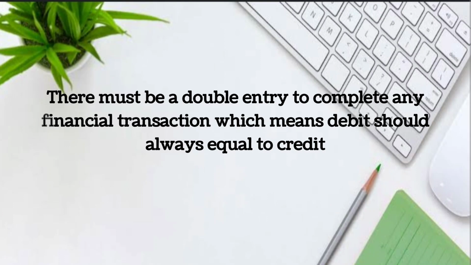For example, if you are buying some stock, then it will have two effects. The value of stock will increase, so we will get a benefit for the same amount. On the other side, it will increase our liability in the form of creditors. For example, if you are purchasing stock of rupees 25,000, what will be the effect? Stock will increase by rupees 25,000.